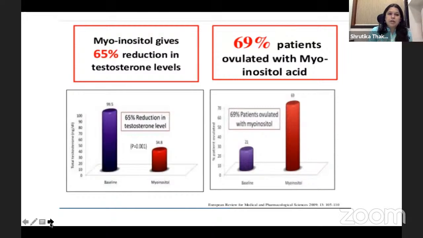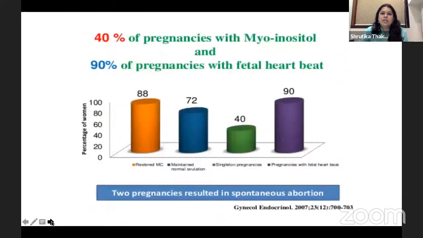The kind of statistics are that there could be around 65% reduction in testosterone levels after 6 to 8 weeks of Myo-Inositol therapy, and almost 69% of patients on Myo-Inositol eventually start ovulating. We see pregnancies also, 40% pregnancy rates have been noted by the studies. 90% of these pregnancies have fetal heartbeat. So thereby this is a difference in metformin and Myo-Inositol therapy.